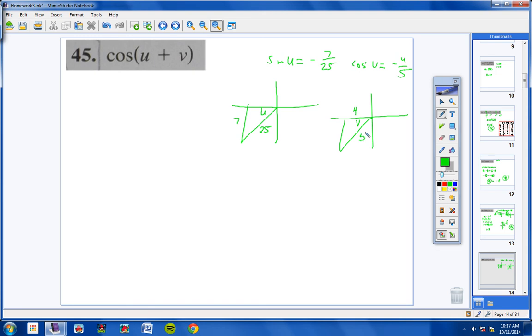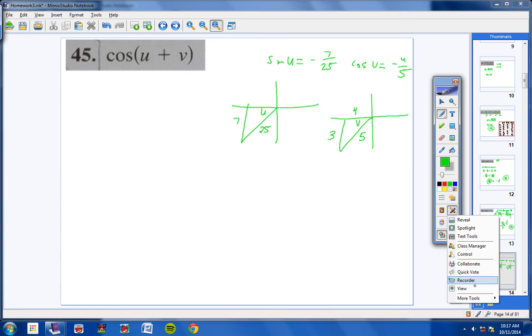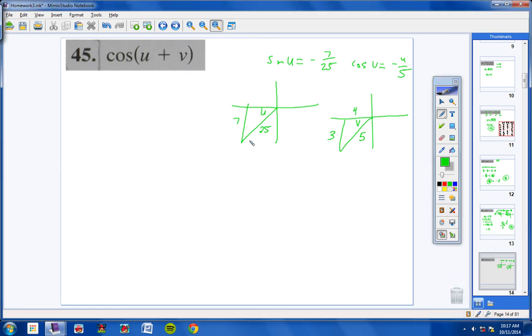Using Pythagorean's theorem, we get a 3 right here for that one. Using Pythagorean's theorem, we get a 24 right here for this side. All right, here we go. Cosine of u plus v would be cosine, cosine minus sine, sine. Cosine, cosine minus sine, sine.